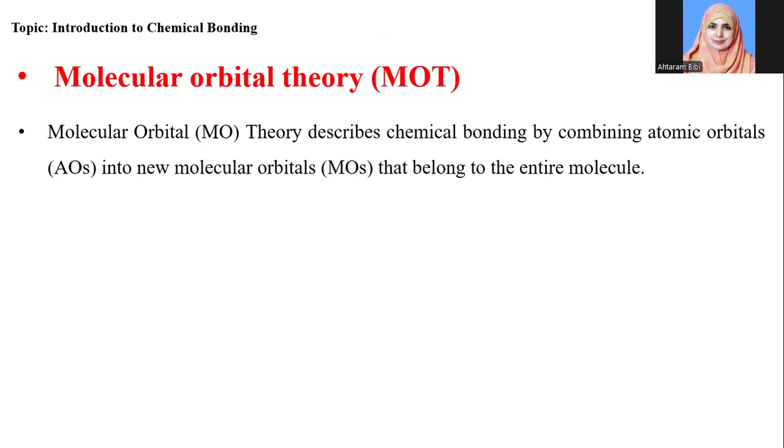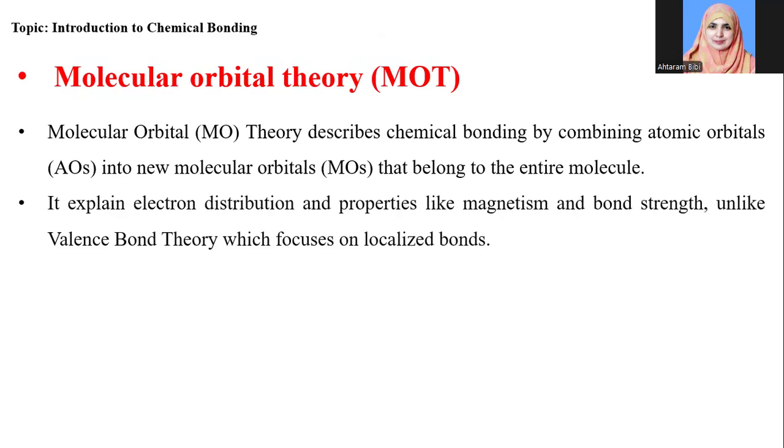Molecular orbital theory describes chemical bonding by combining atomic orbitals into new molecular orbitals that belong to the entire molecule. In this theory, different types of atomic orbitals overlap to form a new molecular orbital to be stabilized, and that overlapping belongs to the entire molecule. It explains electronic distribution and properties like magnetism and bond strength.